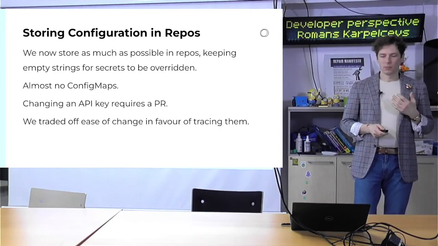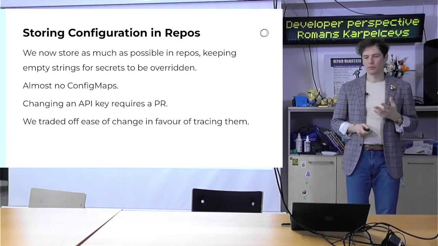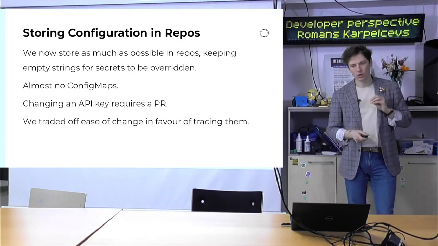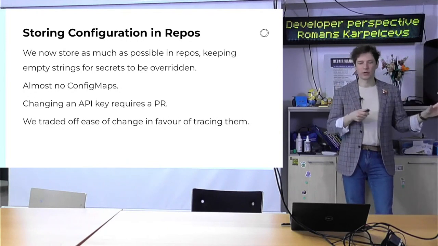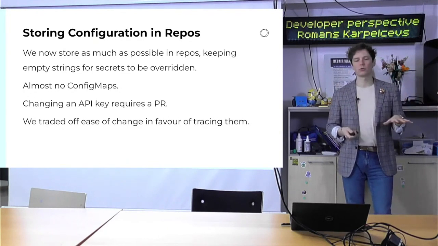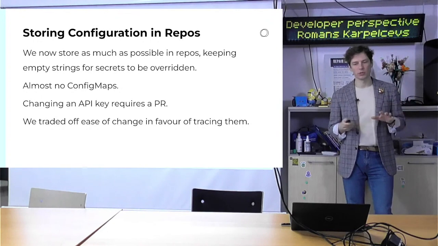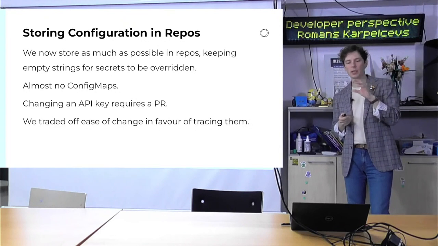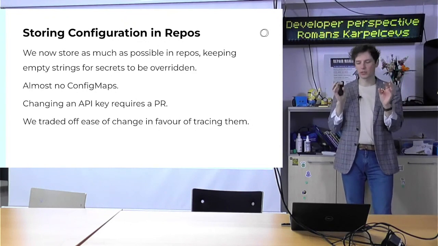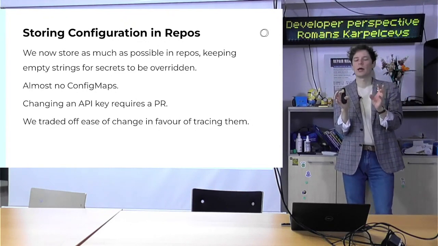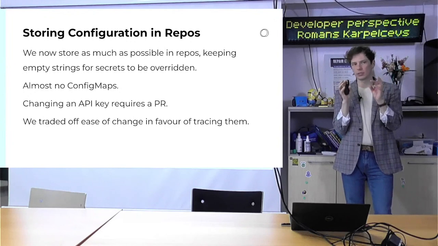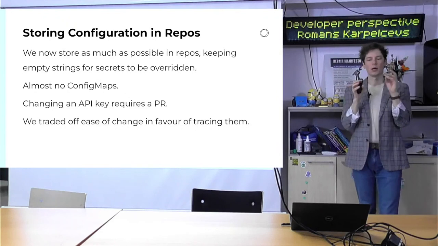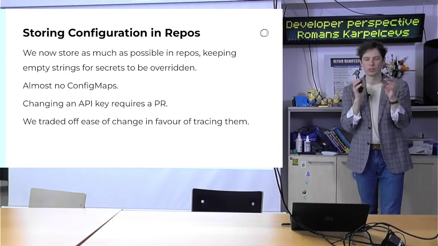So the solution for us was to store as much as possible in repositories, like configuration. Even though 12-factor suggests that environment shouldn't be stored, we are storing really everything except secrets. We're storing in repositories, including the API key, and that requires a secret, both a key and a secret. We know that they need to be changed at the same time, but the fact that the key still requires a pull request means that we know when it was edited.